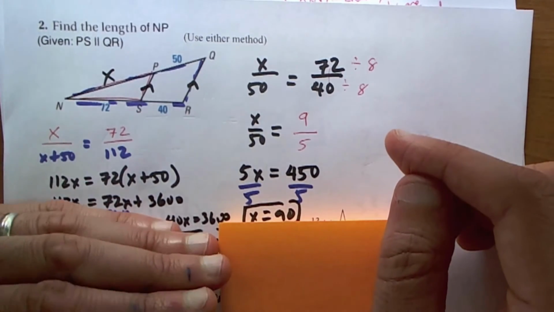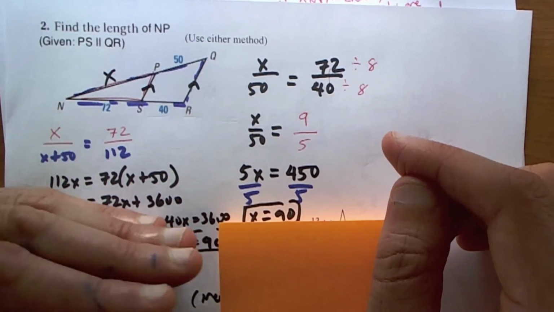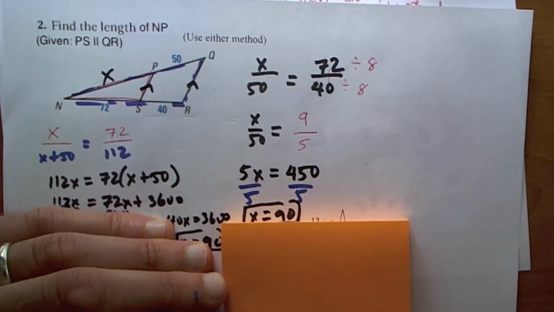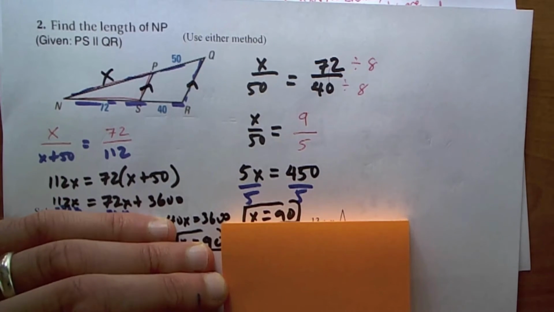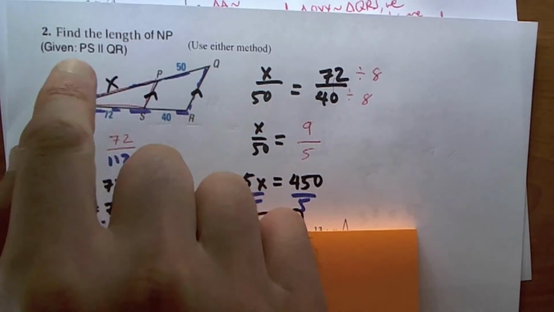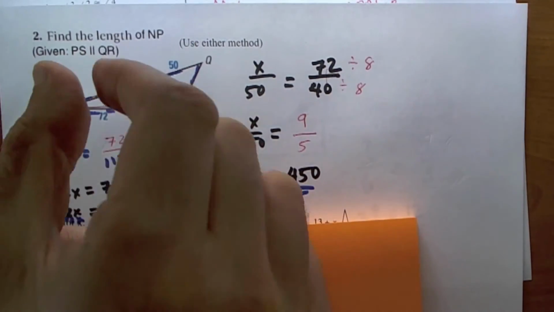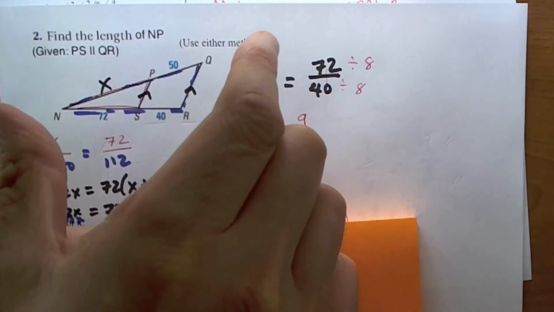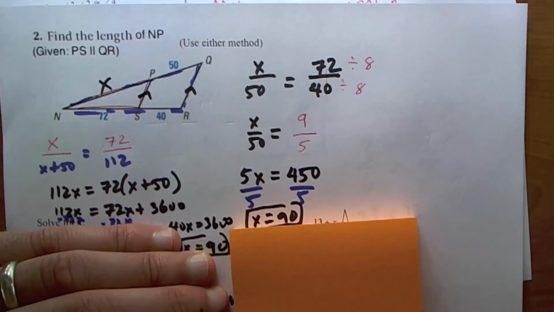All right, so try number 3 and 4 now on your own, and then we'll pause and come back. So go ahead and pause, try number 3 and 4 on your own. Use any method. You could either use the side splitter method, or you could use the proportional sides of similar triangles, whatever's easier.